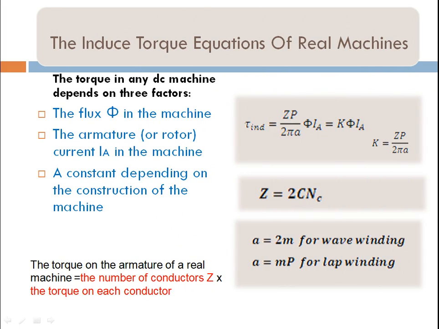The torque equation of a real machine will depend on flux, armature current I_A, and a constant depending on construction. You can see here that tau_ind equals Z p by 2 pi a, phi I_A, equals K phi I_A. The total torque on the armature of a real machine is the number of conductors Z times the torque of each conductor.